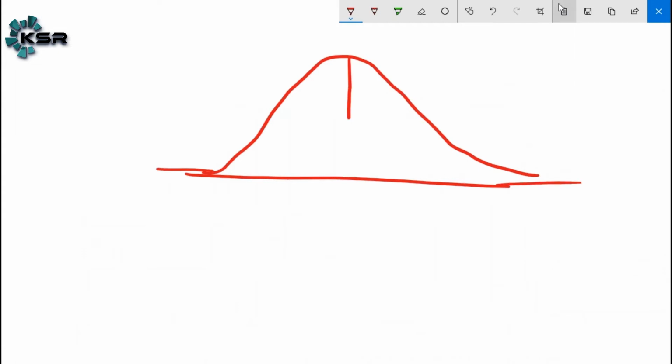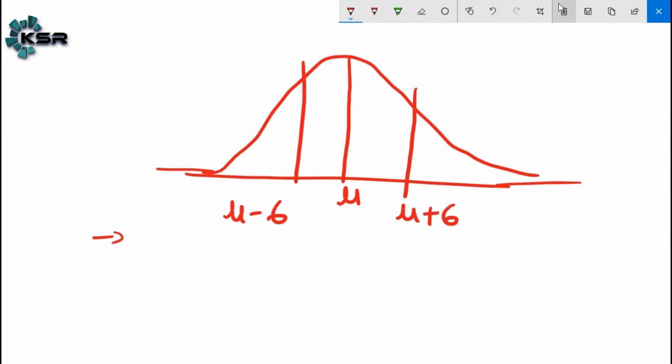This is symmetrical around its mean value. Here is the first point in the bell-shaped curve. Here, mu minus 1 sigma to mu plus 1 sigma. This is the total bell-shaped curve, and this is the total area under the curve.